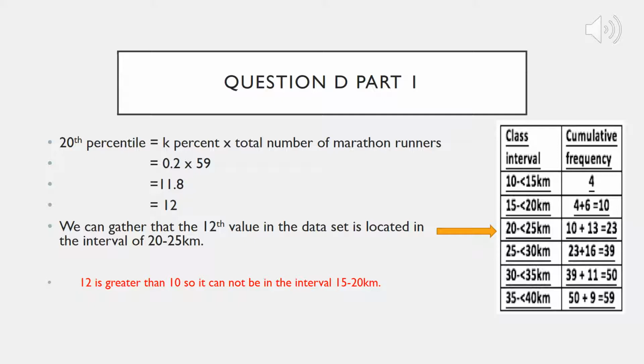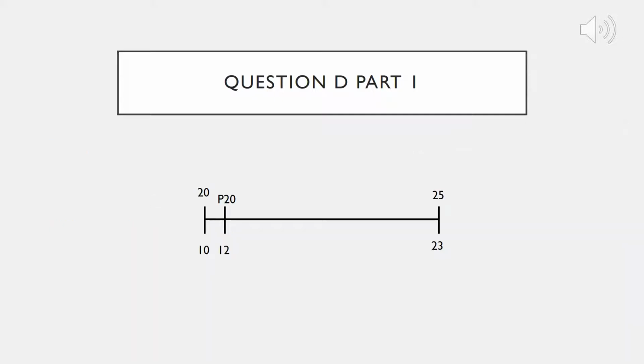This equals 11.8 runners, although how can we have 11.8 runners? So what we're going to do is round this up to 12. From this, we can gather that the 12th value in the data set is located in the interval of 20 to 25 kilometers. We can now calculate what the 12th value in the data set is equal to exactly.